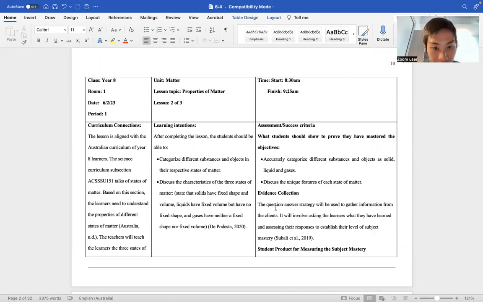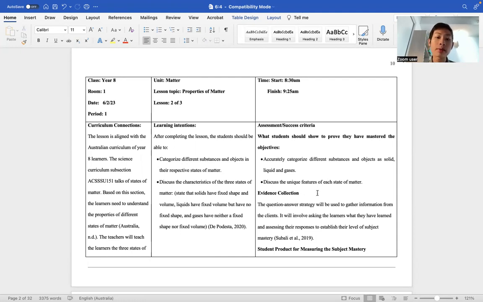Solids have a fixed shape and volume, liquids have a fixed volume but no fixed shape, and gases have neither a fixed shape nor a fixed volume, according to D. Podesta 2020. So according to referenced literature, I have also looked at a journal, Subali et al. 2019, to help with my evidence collection.